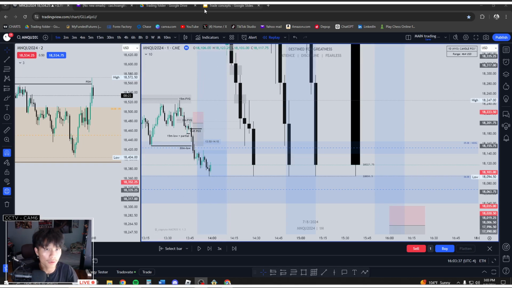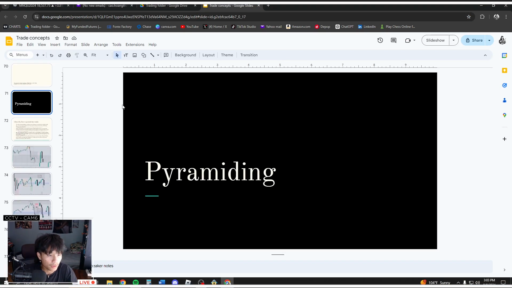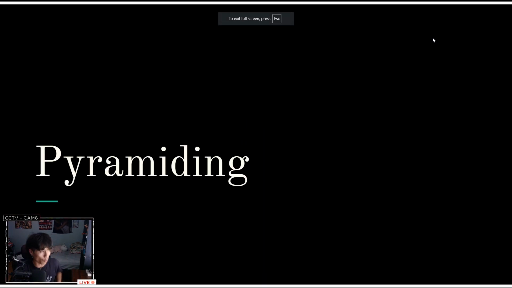All right, so pyramiding. What is pyramiding? Pyramiding is basically whenever you enter a position, and let's say you're in profit, right? And your objective hasn't been hit yet. You want to add more contracts into that position. That's basically what pyramiding is. It's layering on top of an already existing base layer.